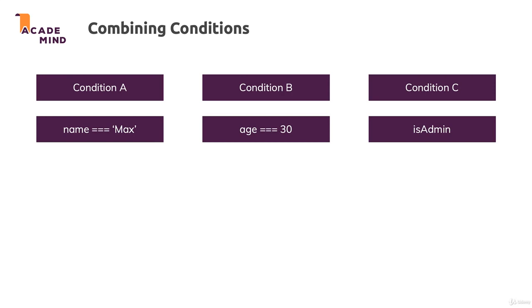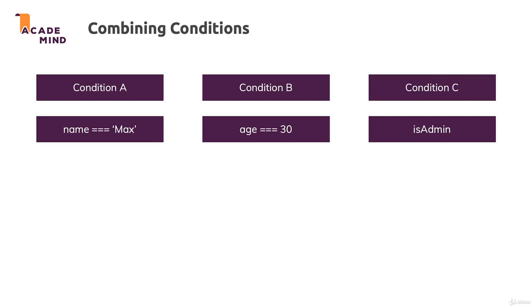The first one is that name is equal to Max. The second is that the age is 30. And the third one is that the isAdmin flag is set. So this could be a Boolean value which is set to true. For this user, it's always set to true, for example. Now, maybe you want to combine these conditions.